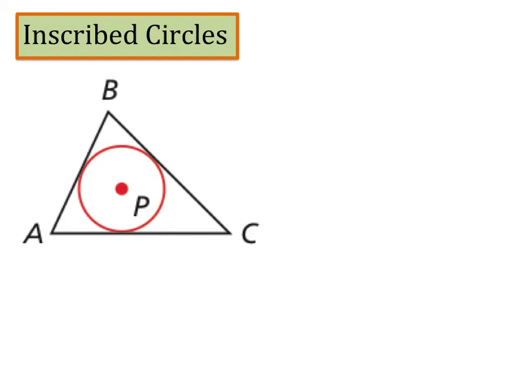So the incenter is the center of the triangle's inscribed circle. So if you had a triangle and you drew a circle inside of that triangle, the middle of that circle would be the incenter. We say a circle is inscribed in a polygon if each of its points intersects one time with a side of the triangle.